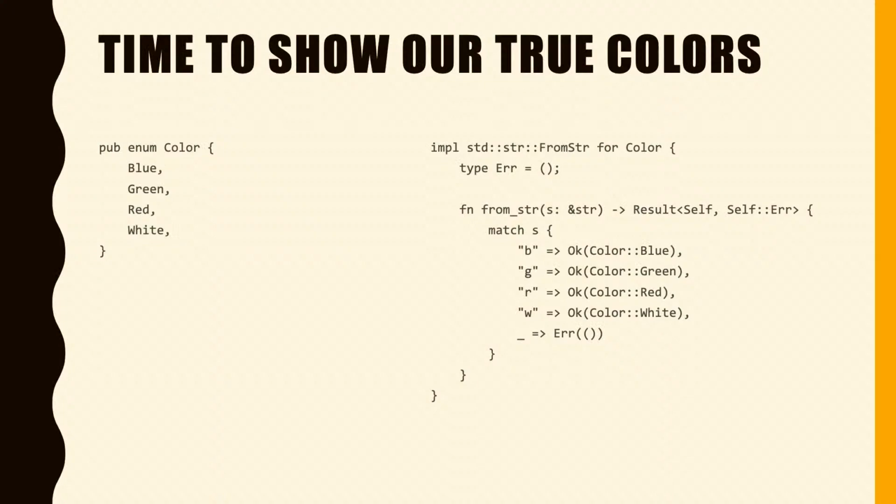At first glance, a trait is like a Java interface. Here we implement the standard FromStr trait on our color type, and based on that we can magically parse strings into colors. Oftentimes, as in our case earlier, Rust can just infer the desired type.